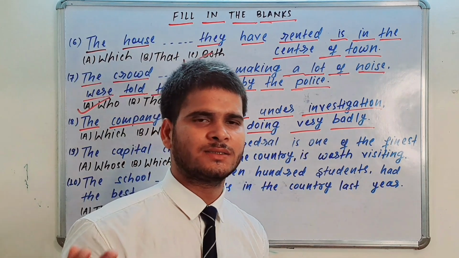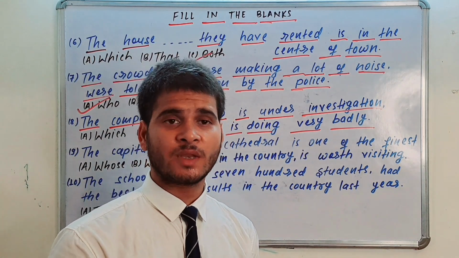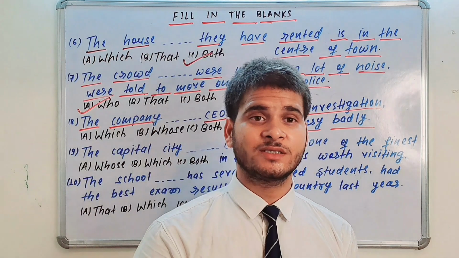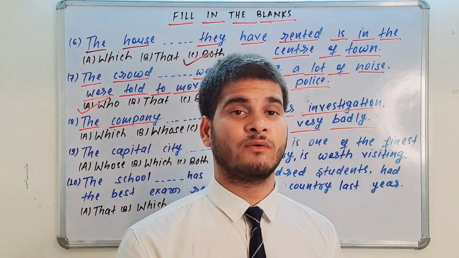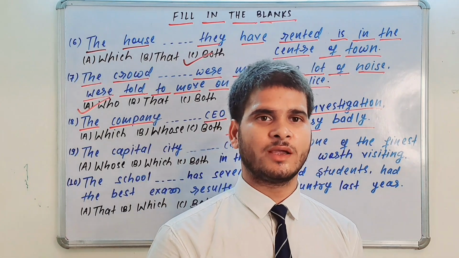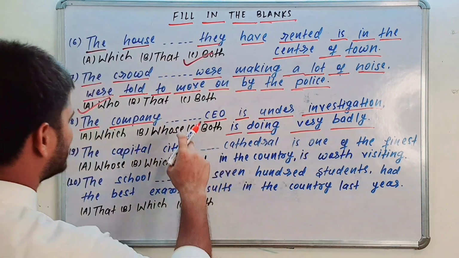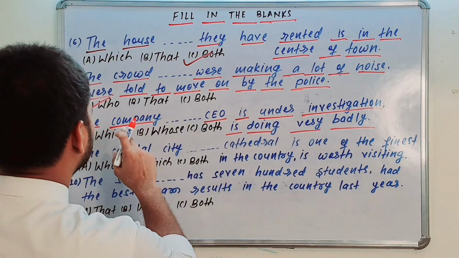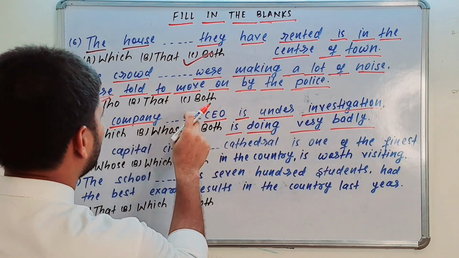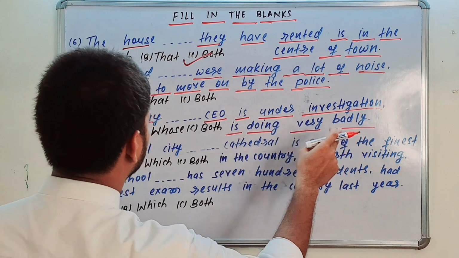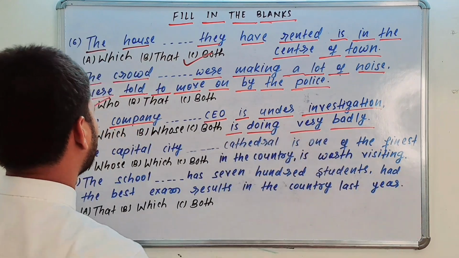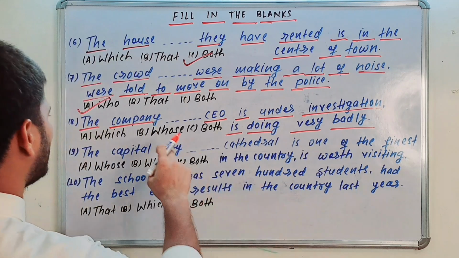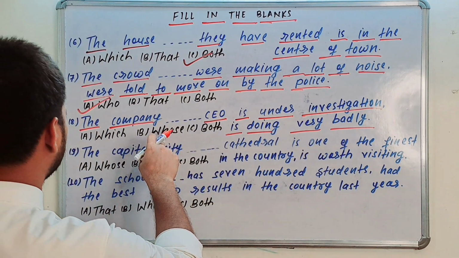So in this sentence, someone is talking about a person, the owner of the company, basically the CEO of any company. So that's why here it is clear that someone is talking about the CEO of some company. The company whose CEO is under investigation is doing very badly. Try to understand. This is not rocket science. You can do that one.